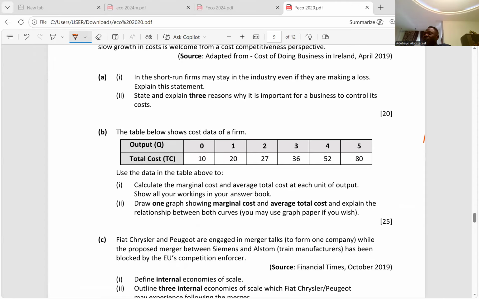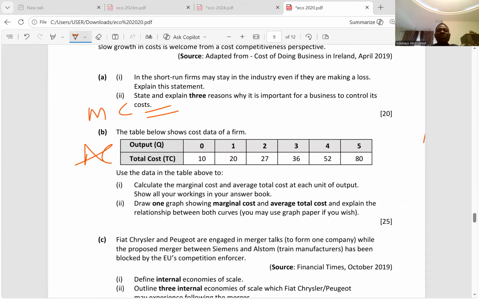We go to question 4B, Roman figure 1. Now they said we should calculate the marginal cost and average total cost at each unit. So marginal cost is TC2 minus TC1. So I'm going to write that here. We need to find MC and AC at each level of output. Okay, so this is the table. We need to find the MC and AC.